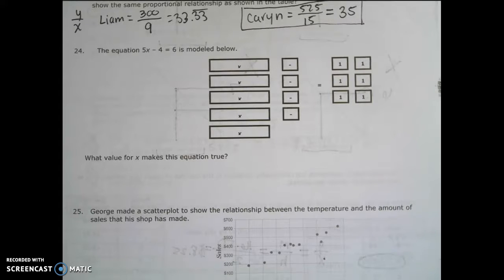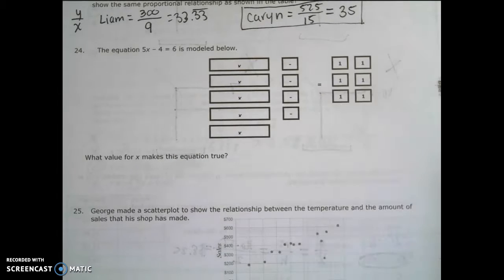24. The equation 5x minus 4 equals 6 is modeled below. What value of x makes this equation true? I'm going to go ahead and start off by solving this one using our algebra tiles.